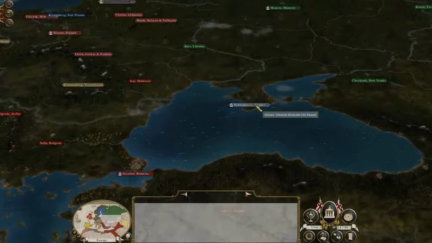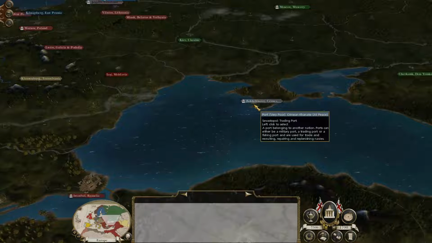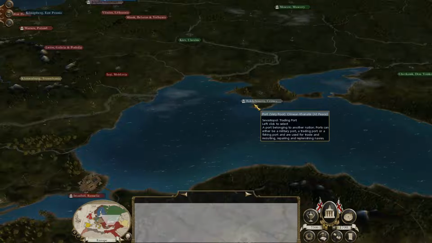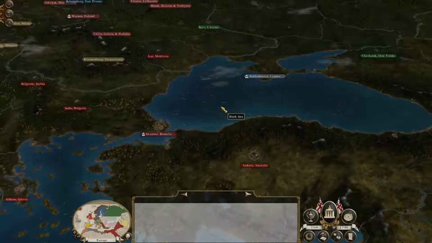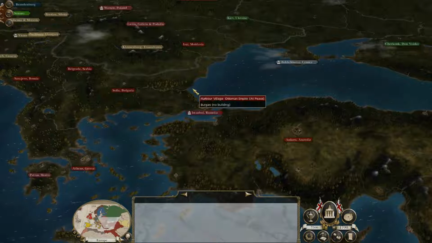Nine times out of ten the Russians take the Crimea, and this becomes a major port. Sevastopol is a trading port. It is a crucial port for the Russians eventually. It is their major trade line leading out of the Black Sea into the Mediterranean and out into the wider world. And again for the Ottomans, you will have lots of ports growing up here.